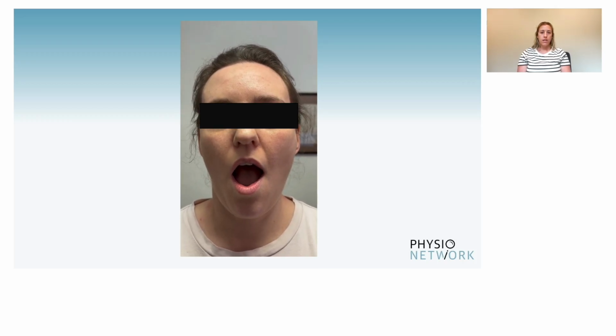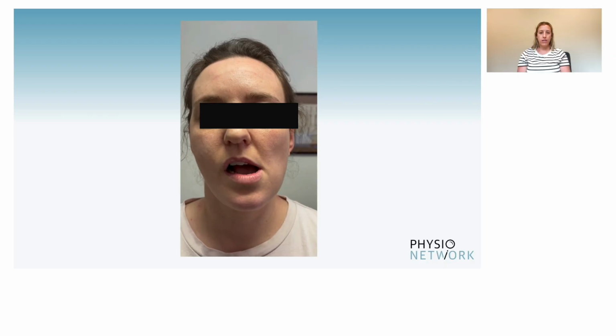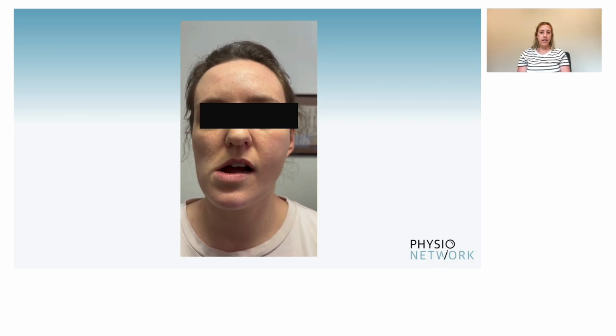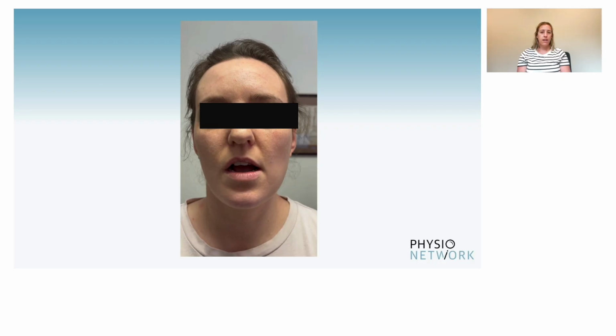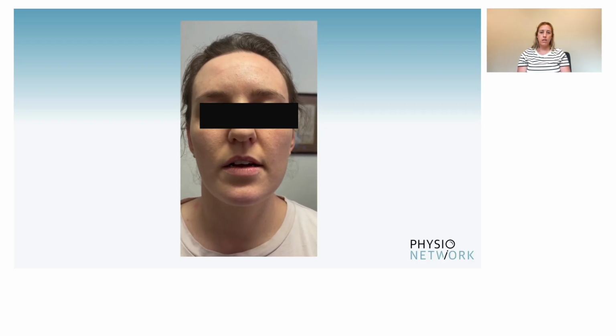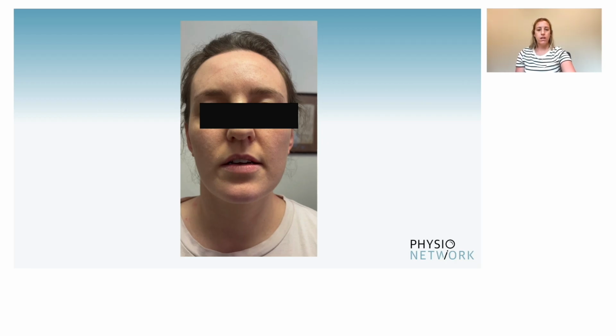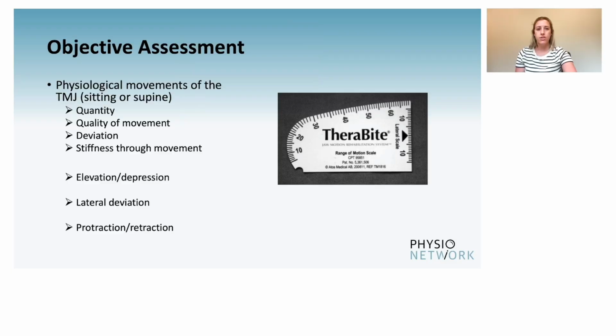Let's have a look at some movements of this patient. So you can see that she has some deviation on closing and some deviation on opening. So deviation to her left on closing and a little bit of deviation to her right on opening. And side to side or lateral deviation looks pretty even and is not significantly limited one side to the other, no significant deviation there. Sorry, let's look at it one more time.